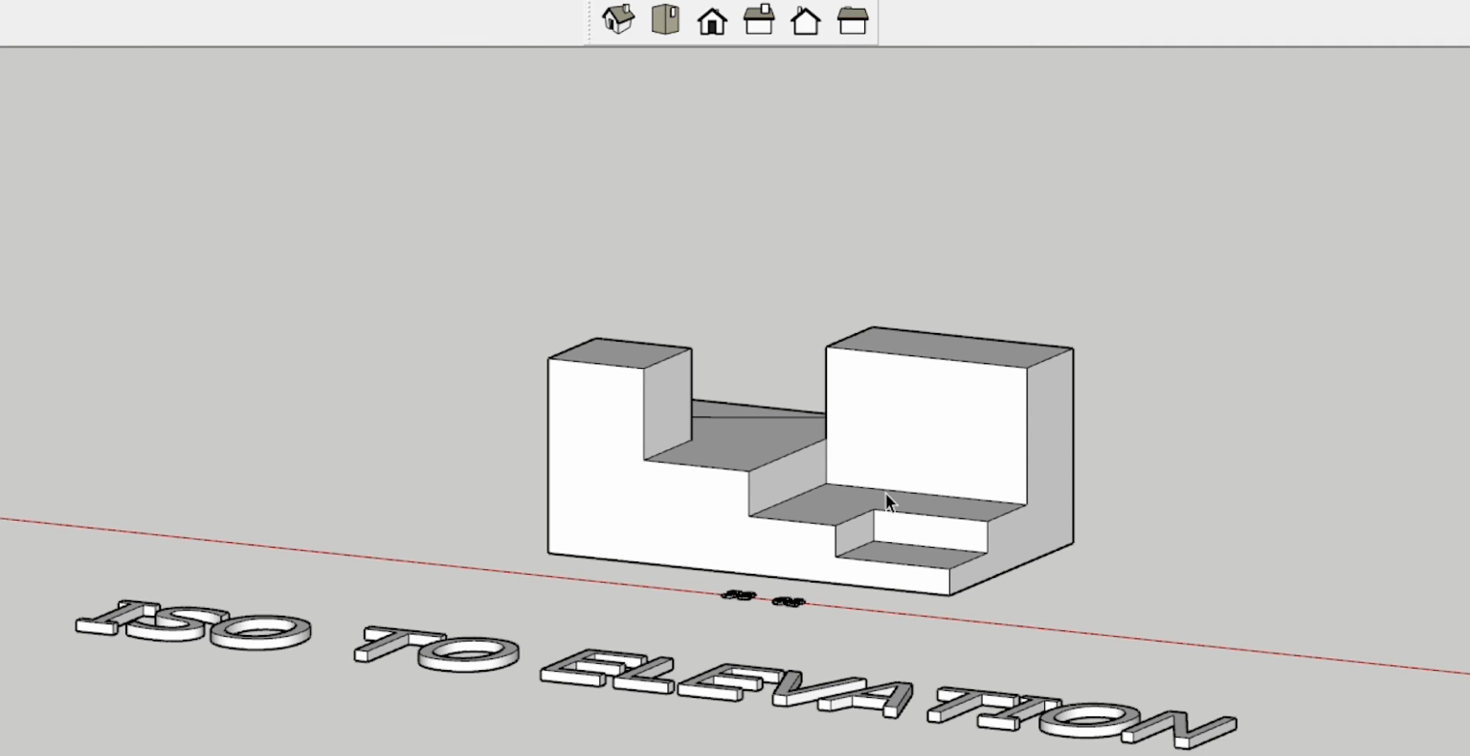After watching this video, you are clear with how to find the elevation from the given ISO.